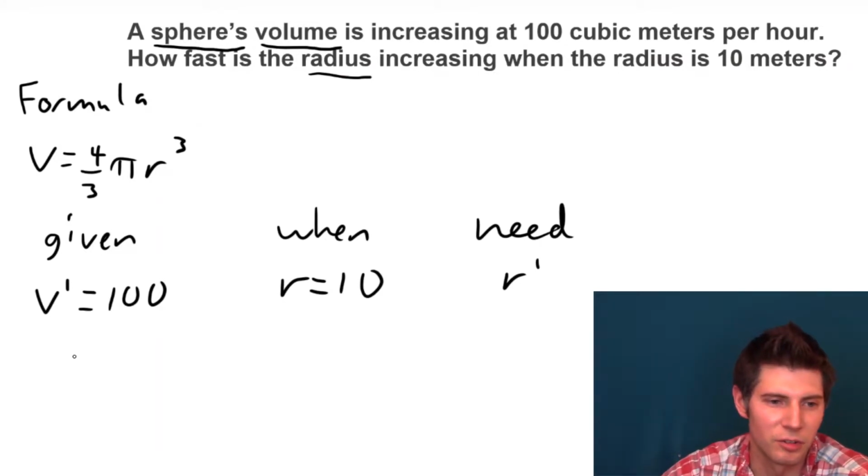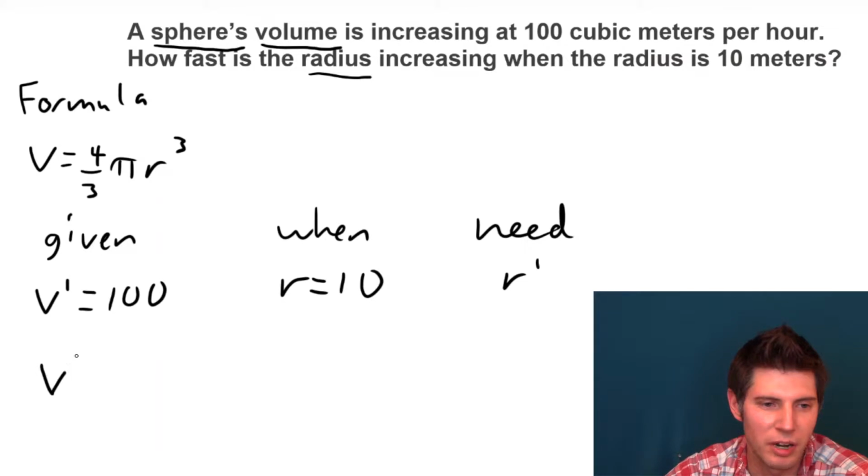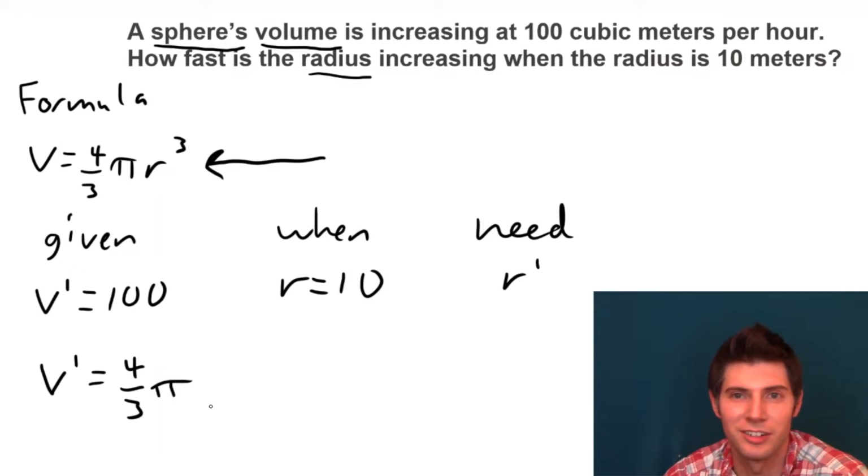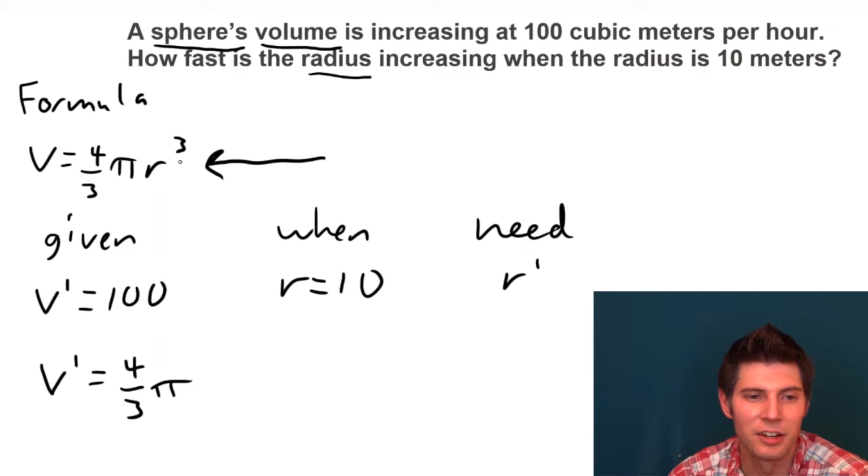So we'll just take the derivative. So we have V prime equals, 4/3 is a constant. We're just taking the derivative of this. 4/3 pi is a constant. Pi is a constant, not a variable. And then r cubed, bring the 3 down, r squared times r prime.